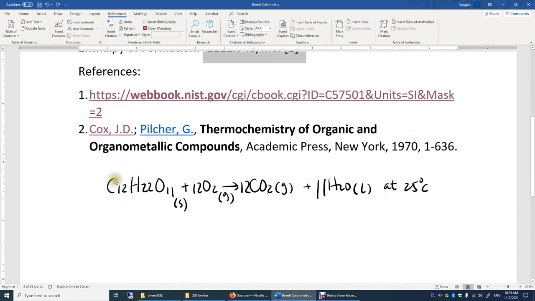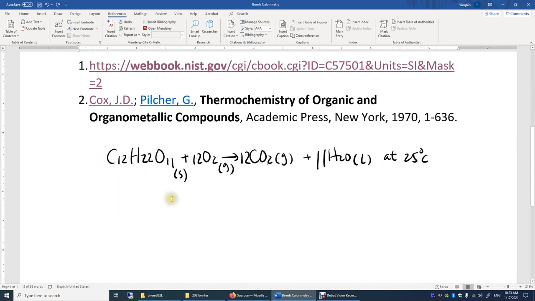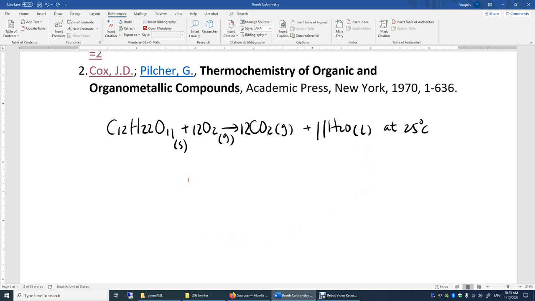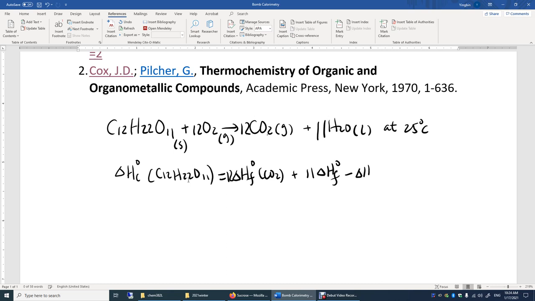So instead, we are combusting the sucrose. And because enthalpy is a state function, we can write this equation. The enthalpy of combustion of sugar, C12H22O11, is equal to the enthalpy of formation of the products, including 12 CO2 and 11 water, minus the reactants: the enthalpy of formation of sugar, minus 12 times the enthalpy of formation of O2. We'll do this combustion reaction at 25 degrees Celsius.